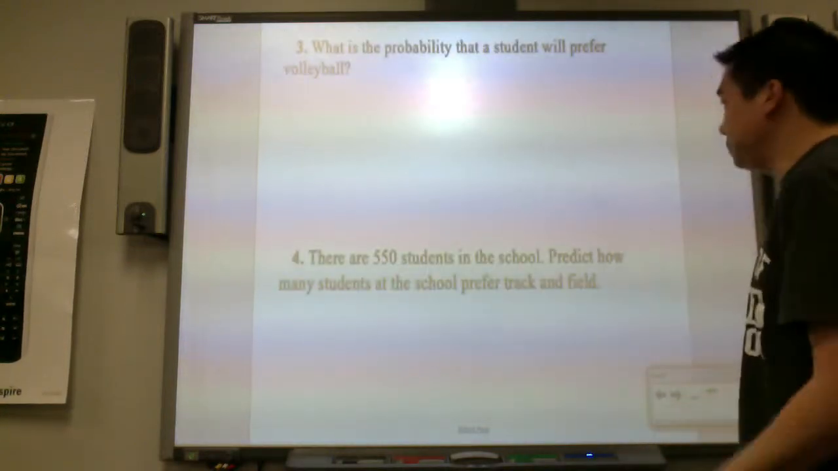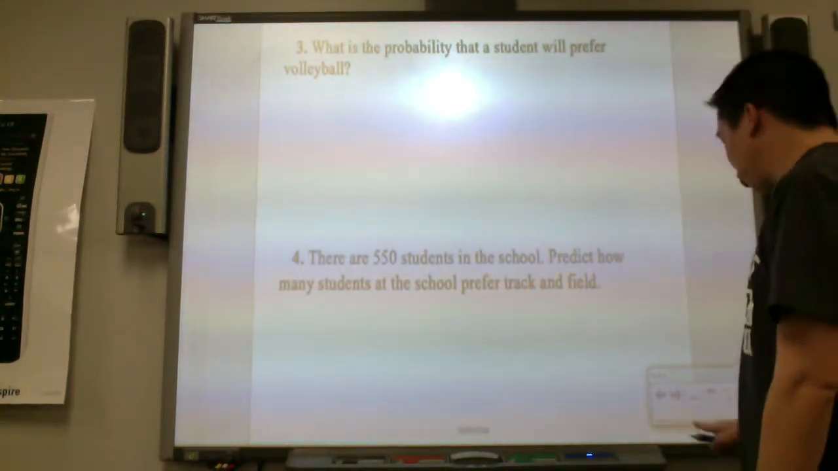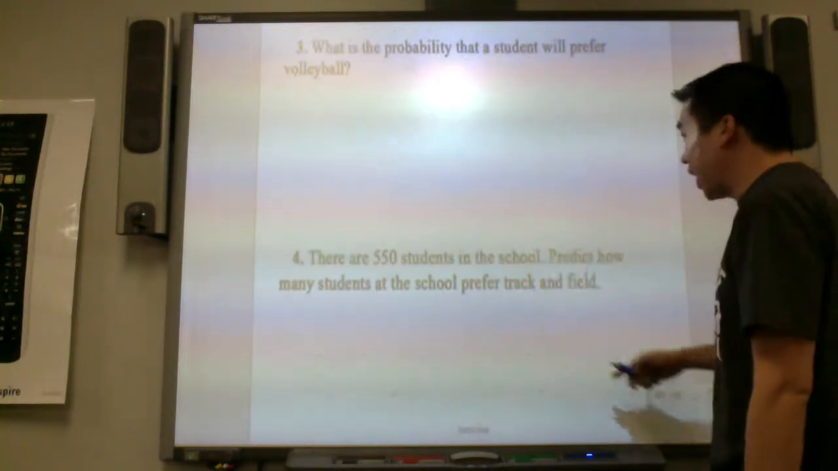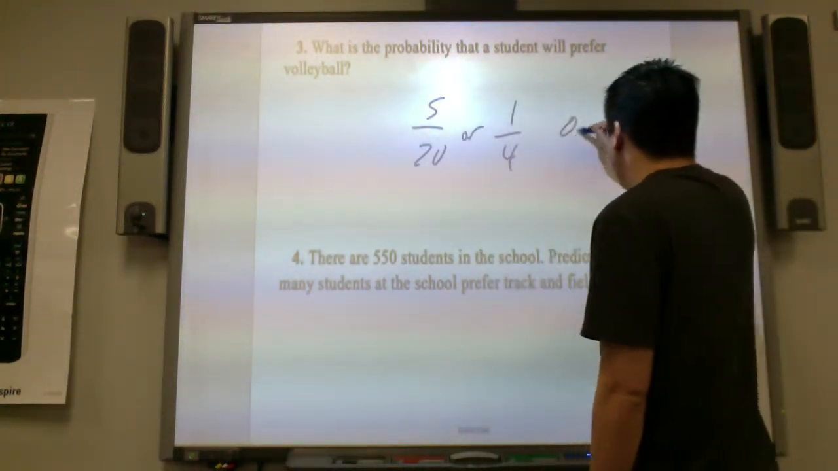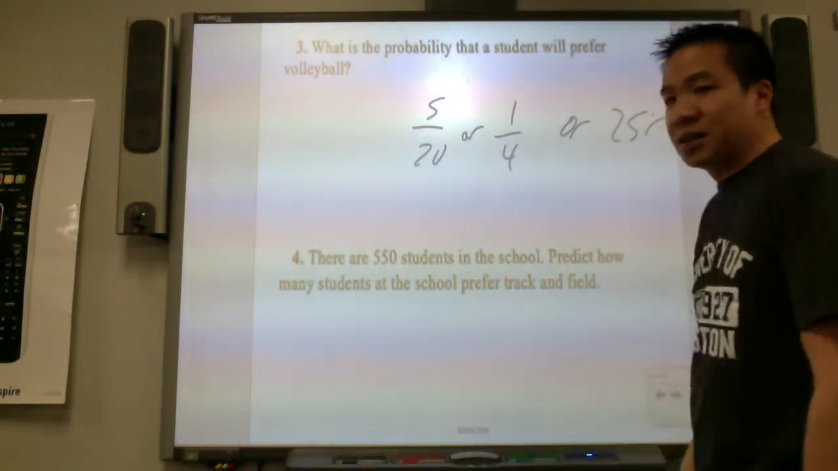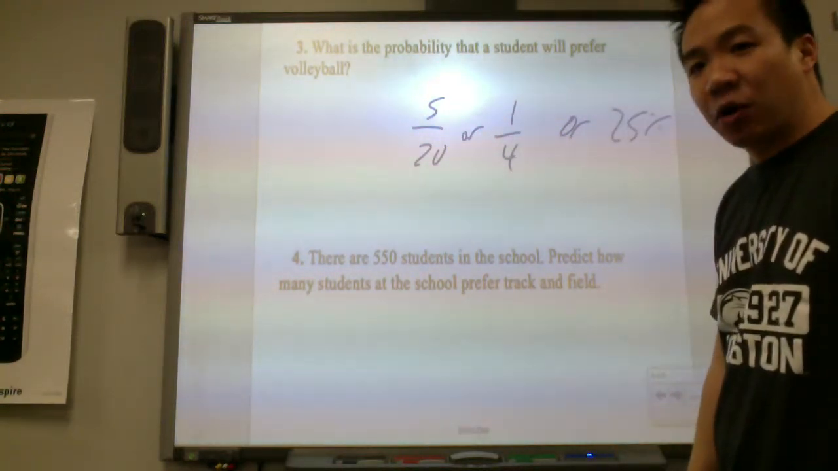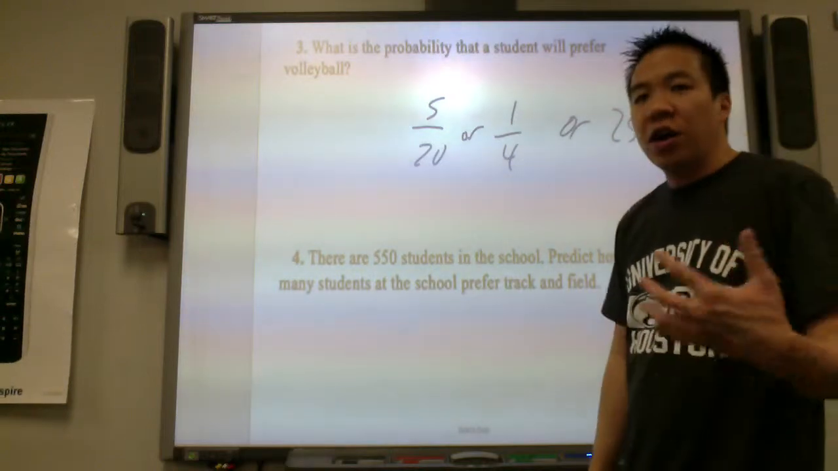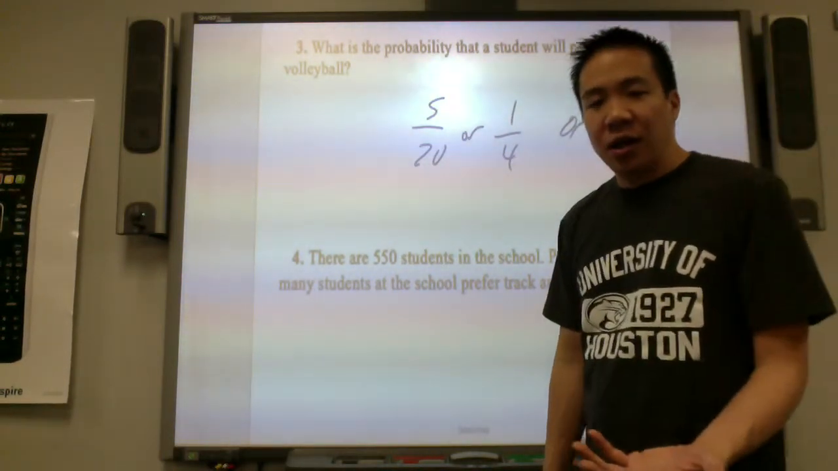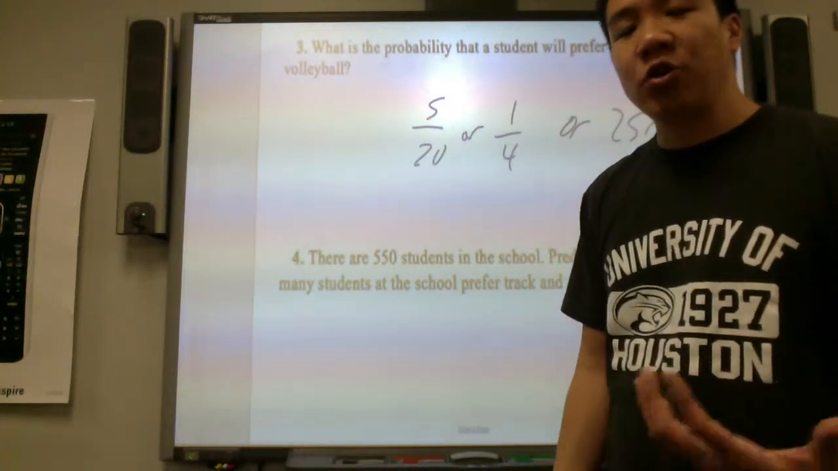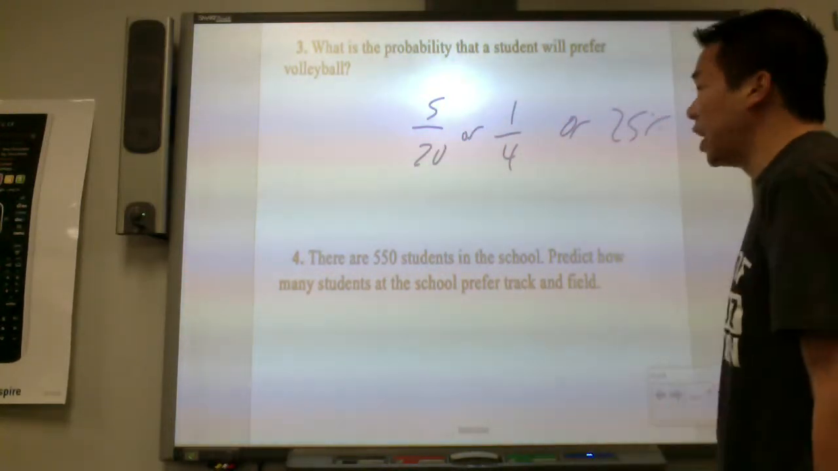Next question. What is the probability that a student would prefer volleyball? Volleyball is 5 out of 20, or 1/4, or 25% of the sample size do like volleyball. So we can surmise the general population at 25%. If there were 1,000 people in the general population, 250, or 25%, would prefer volleyball.